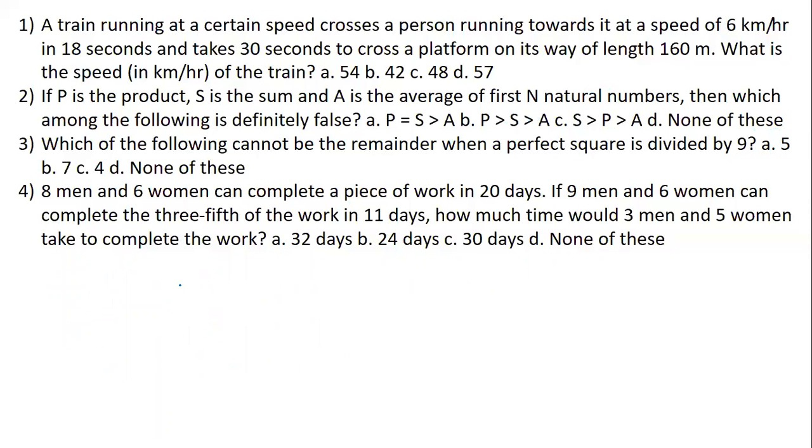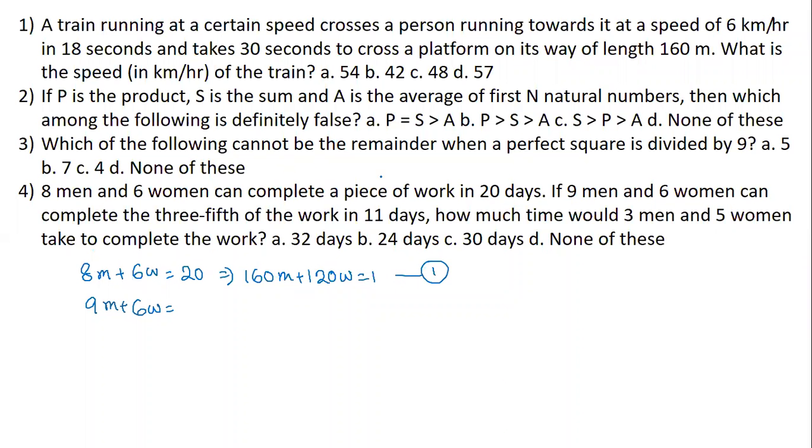8 men and 6 women can complete a piece of work in 20 days. The basic way of solving this question is 8 men plus 6 women is equal to 20 days. So basically, you just equate it to 1 on the right hand side. So 8 into 20 is 160 men plus 120 women is basically equal to 1. This is equation number 1. 9 men plus 6 women is equal to 3/5 of the work that they do. Correct.